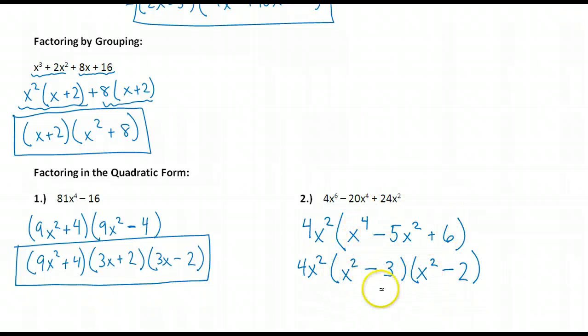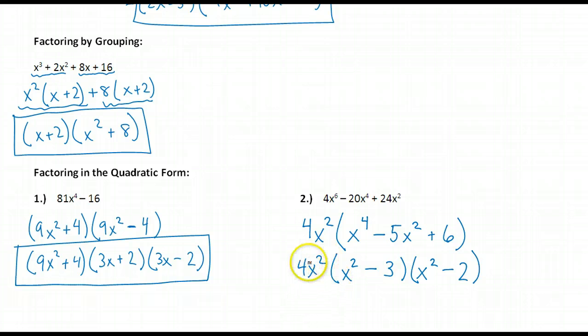x squared times x squared, x to the 4th. x squared times negative 2 gives me negative 2x squared, minus 3x squared. That's where my negative 5x squared comes from. Negative 3 times negative 2 gives me positive 6.